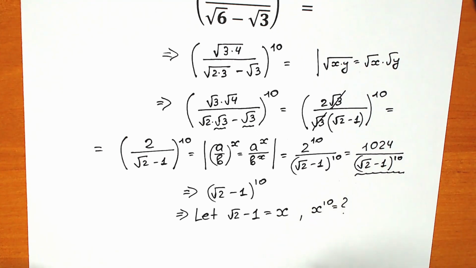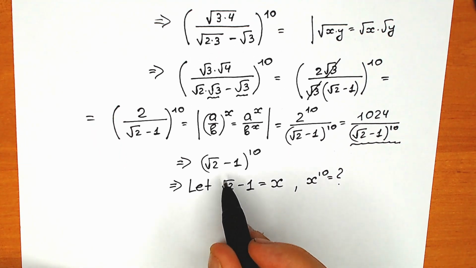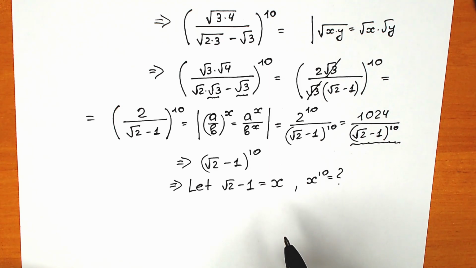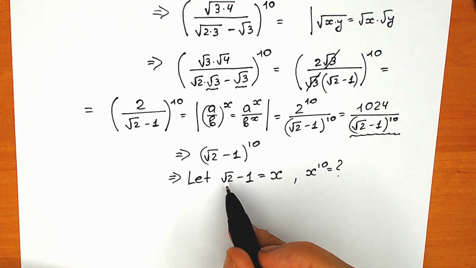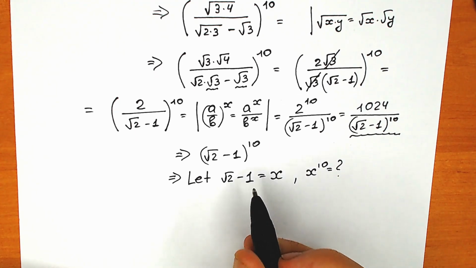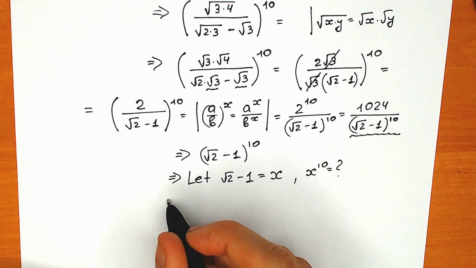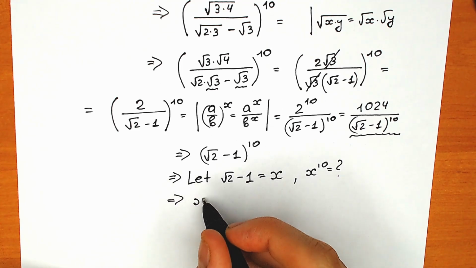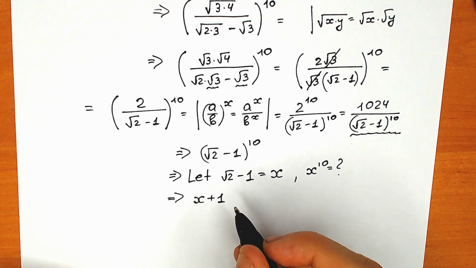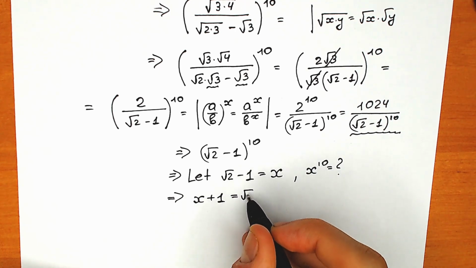We need to find x to the power 10. Right now, let's look closely at this expression. First of all, I'm going to add 1 to both sides. As a result, we will have the next expression: x plus 1 equal to square root of 2.